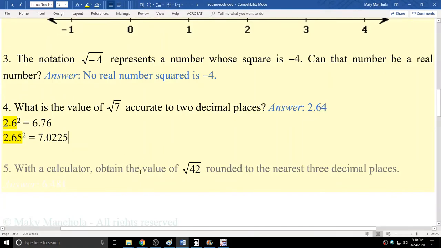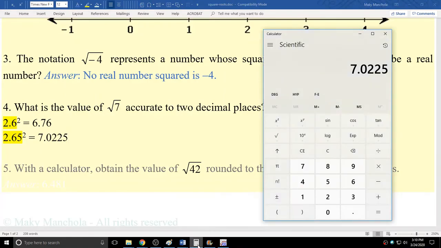One last question. With a calculator, obtain the value of square root of 42. So you take your favorite calculator, you type the square root of 42. In this calculator, I have to type the 42 first, then the square root symbol. In some calculators, you first type the square root symbol, then the 42. Learn how to use your calculator.